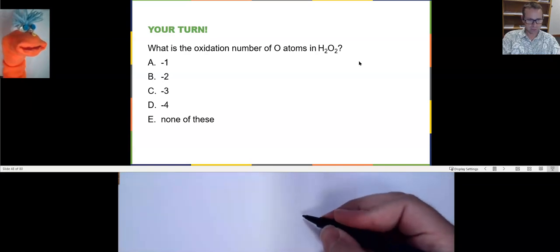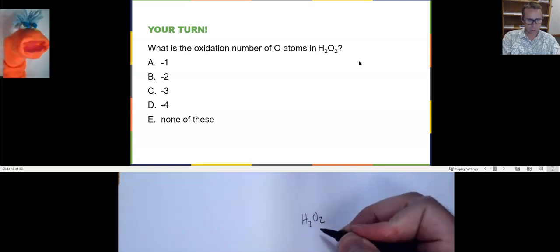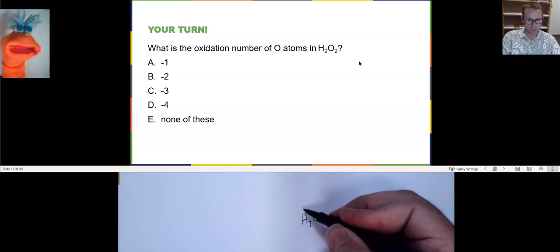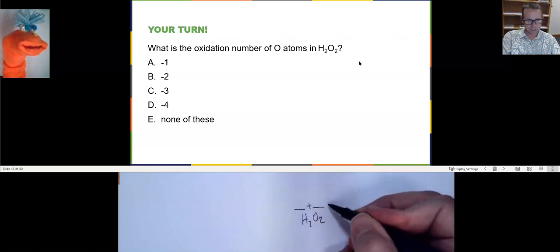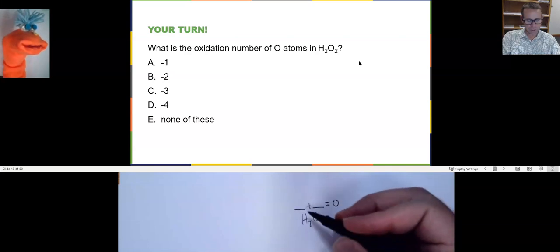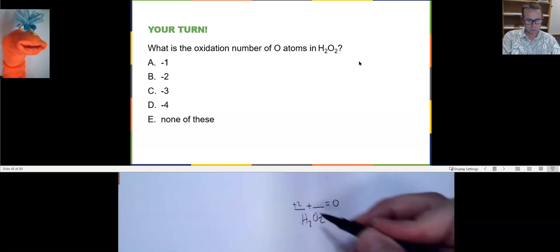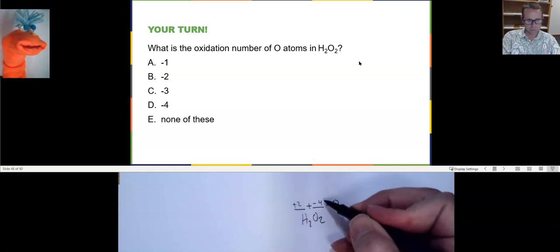Let's see, how can we do this one? H2O2. Hydrogen's supposed to be plus 1, plus 2, but oxygen's supposed to be minus 2, minus 4. So that doesn't make sense. The contribution by the hydrogen plus that of the oxygen has to equal 0. Hydrogen's a plus 1, so it's plus 2. Oxygen's a minus 2, so it's a minus 4.